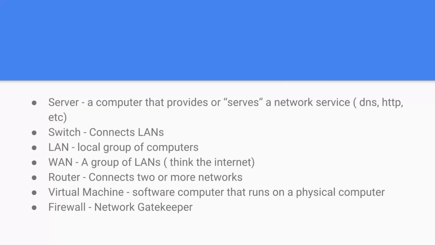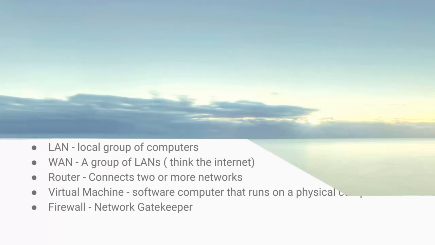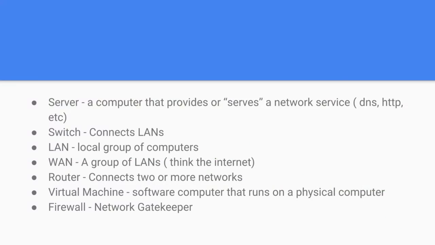So the simplest way to think of a WAN is just a group of LANs. It stands for Wide Area Network. The biggest example of a wide area network would be the internet, right? Your network in your house is local to your house, right?